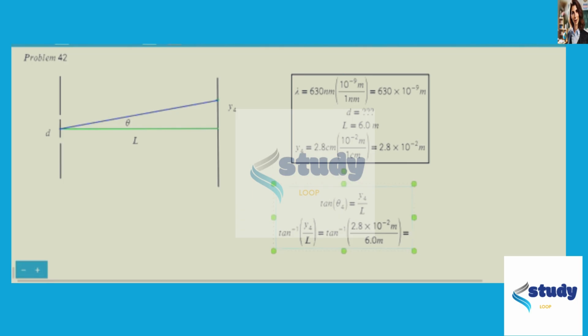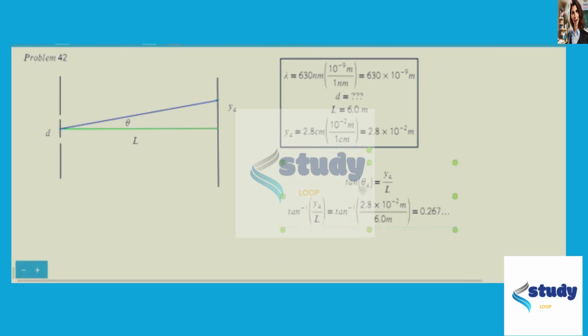So let's plug this into the calculator. Let's see what we get. We get approximately 0.267, and we're going to save that on the calculator in case we need it later. But that is a small angle, so this is going to be in degrees. Let me check the mode here. Yes, that's in degrees, so small angle approximations are valid. So this is approximately this many degrees.